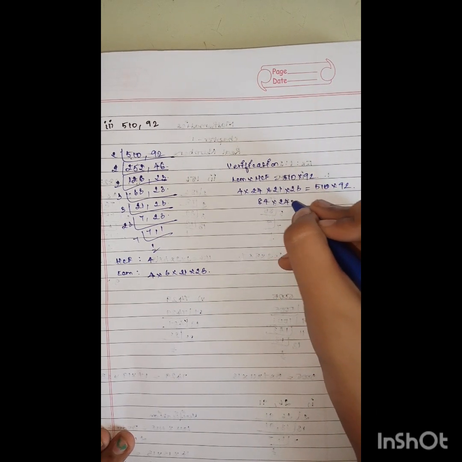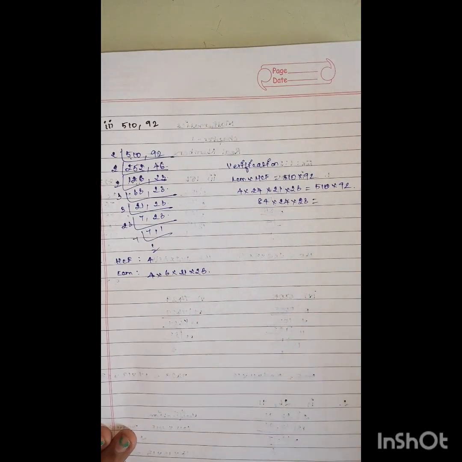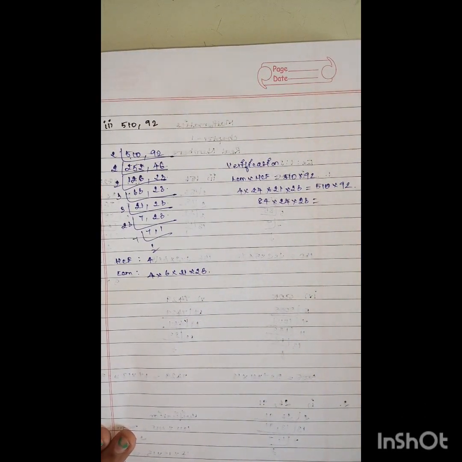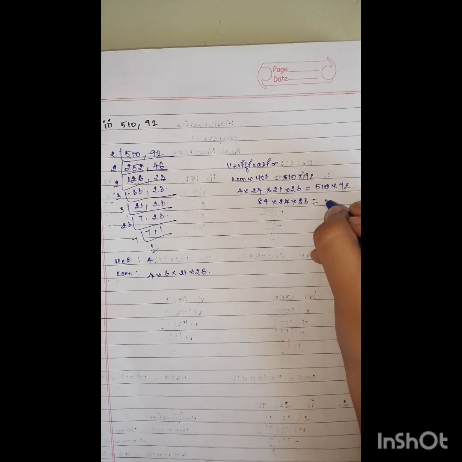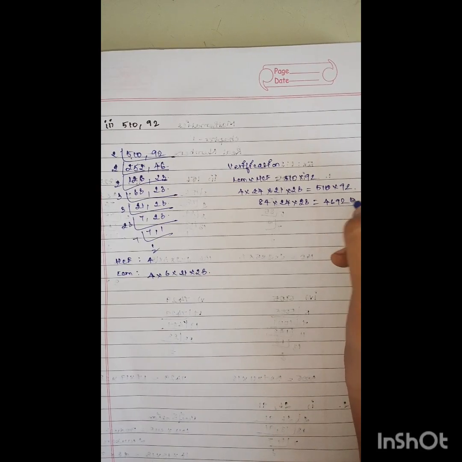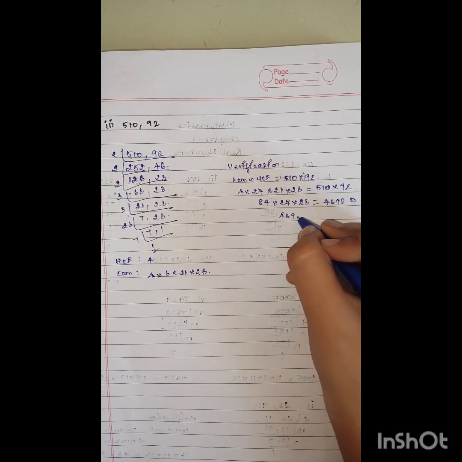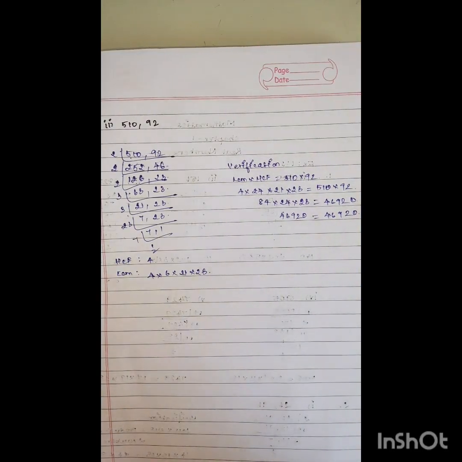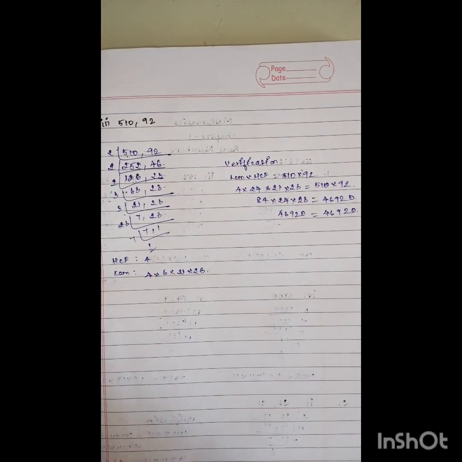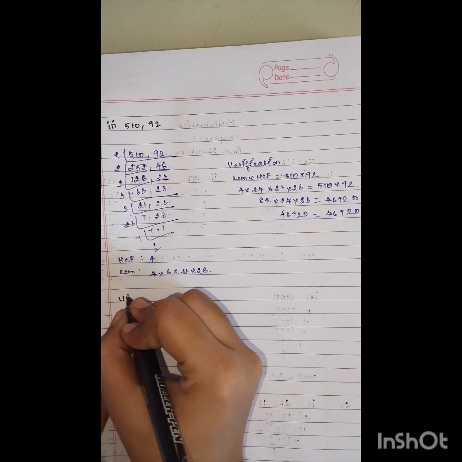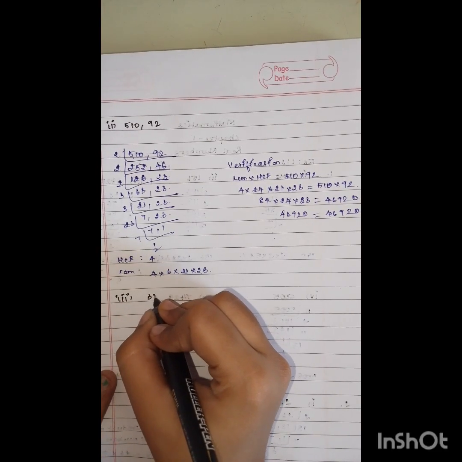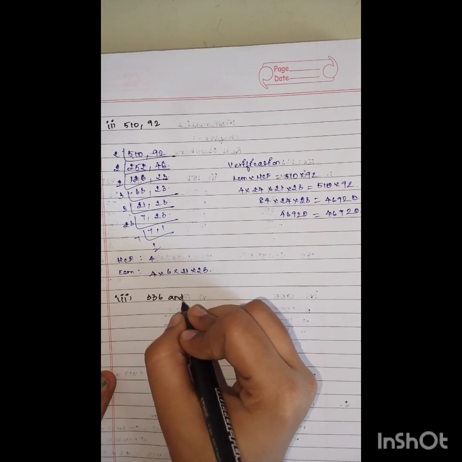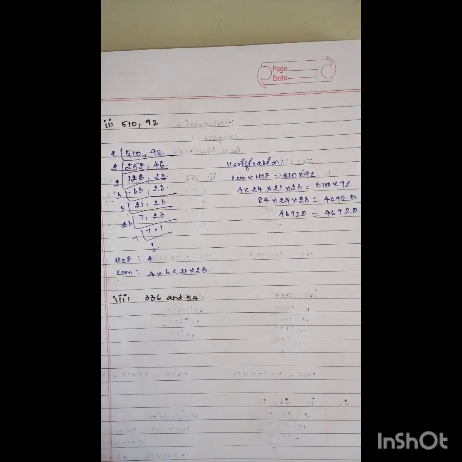So the final digit would be the product of 84 into 24 into 26. 46920 is the LHS and the RHS, thereby it's also proved. The third subdivision is 336 and 54.